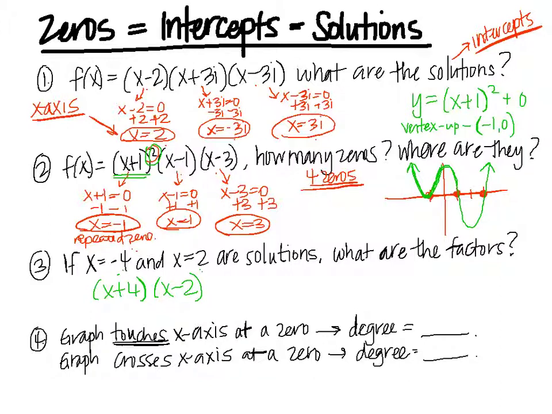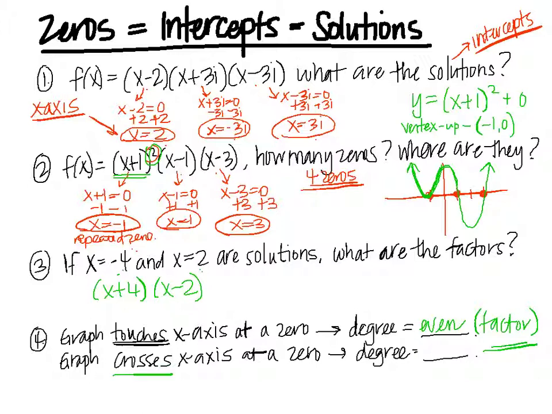Okay, now we kind of touched on it right above in number 2, but if a graph touches the x-axis, it means there is an even degree, and basically an even degree for the factor. I want to put it that way because it works the same way. But what we're saying is basically the factor occurs 2, 4, 6, or 8 times.